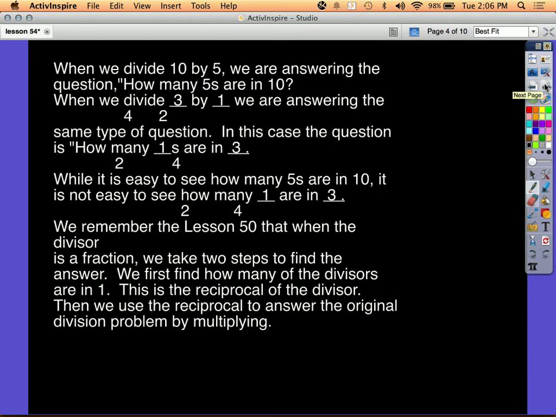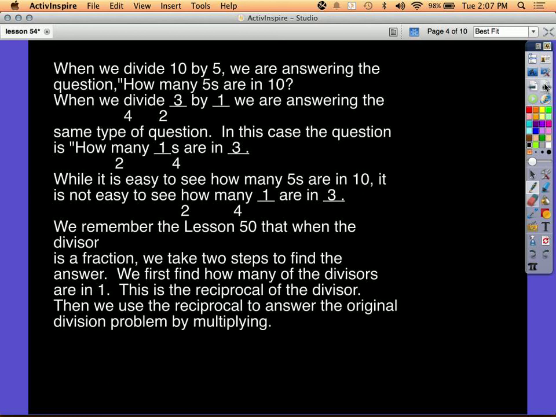When we divide 10 by 5, we're answering the question, how many 5s are in 10? When we divide 3/4 by 1/2, we are answering the same type of question. In this case, the question is how many 1/2s are in 3/4? Well, it's easy to see how many 5s are in 10. It's not easy to see how many halves are in 3/4.